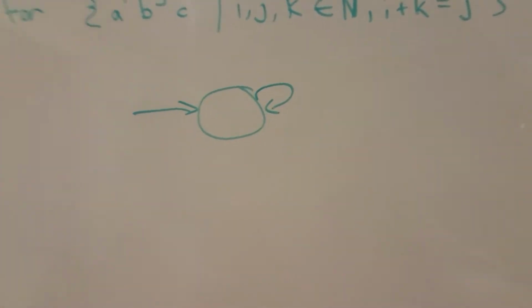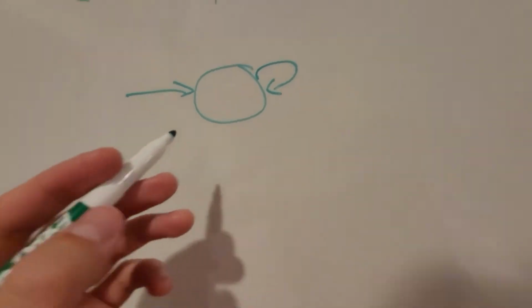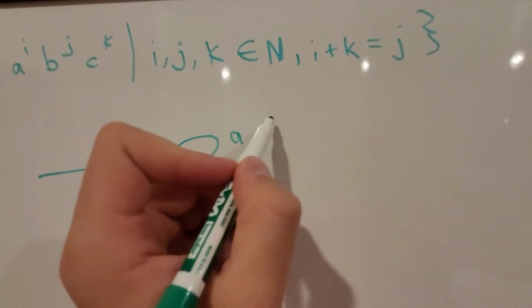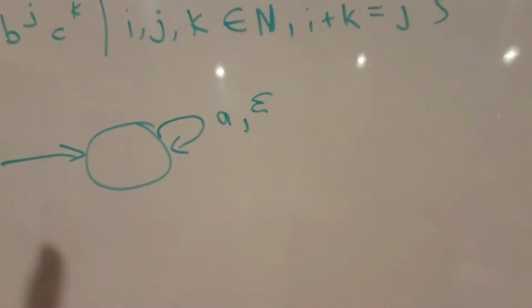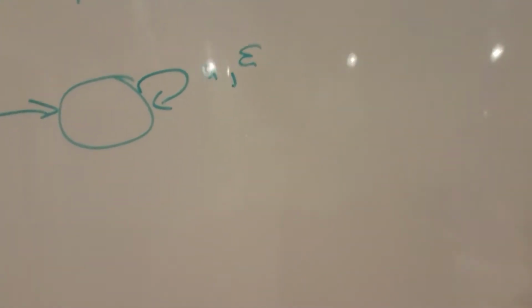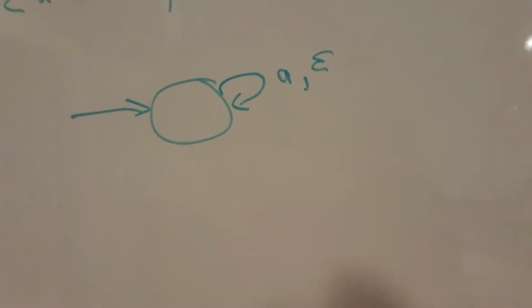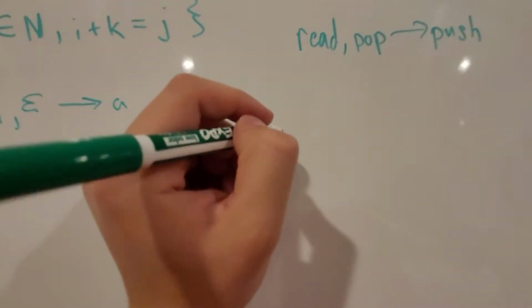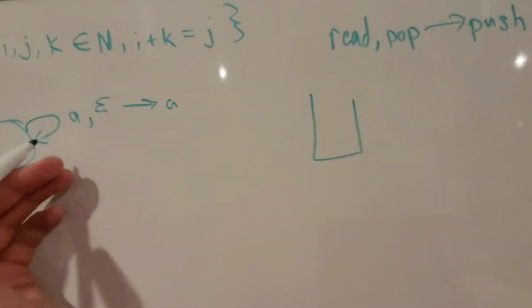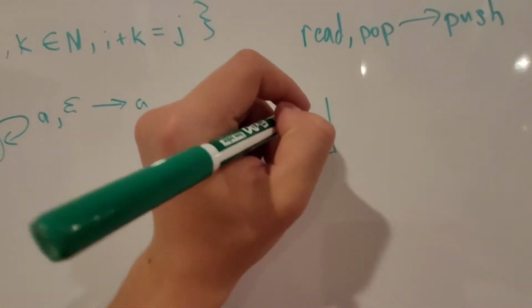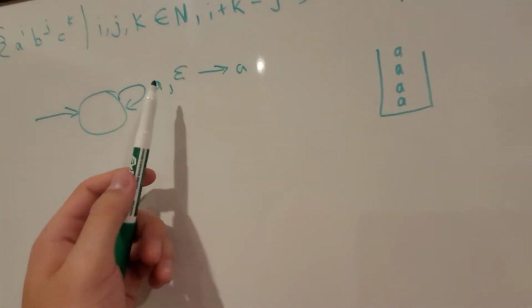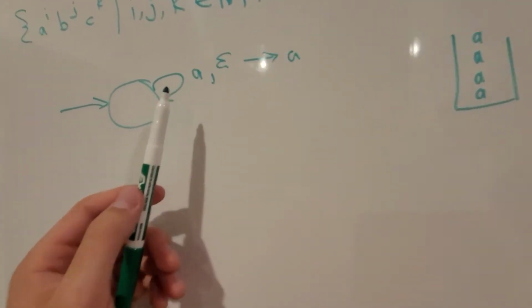So first thing we need to do, let's read in our A's. We don't want to pop anything because there's nothing on the stack technically at this time. So we're going to put our epsilon string symbol there, and then we're going to push the A's onto the stack. If we had a stack, it would look like this as we just added A's to it over time. We're pushing A's on, not popping anything off, reading in A's.